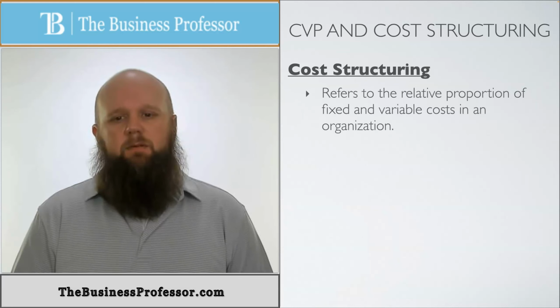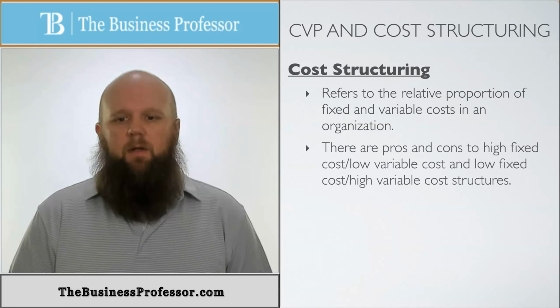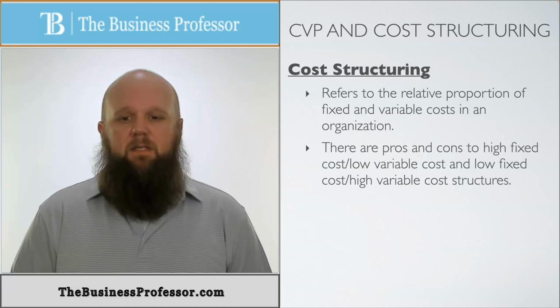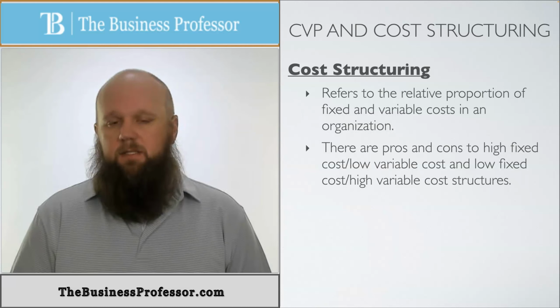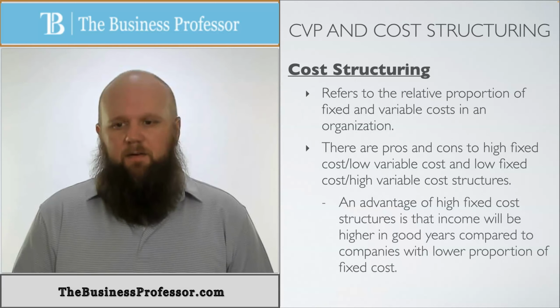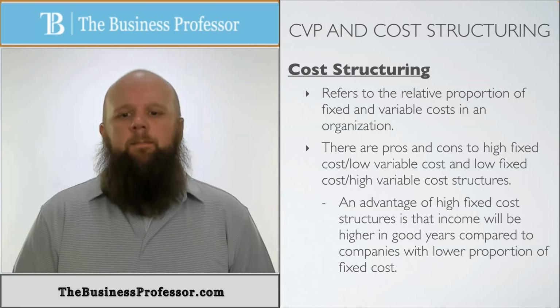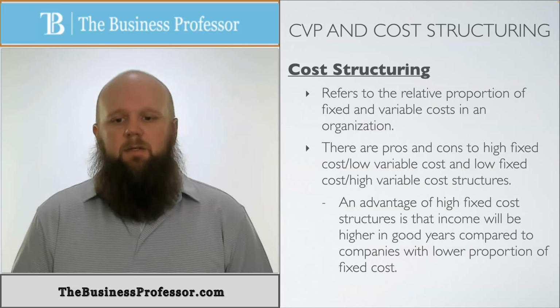So cost structure refers to the relative proportion of fixed and variable costs in an organization. There are pros and cons to high fixed costs, low variable costs, and low fixed costs, high variable costs cost structures. An advantage of a high fixed cost, therefore low variable cost structure, is that income will be higher in good years compared to the companies with lower proportions of fixed costs.